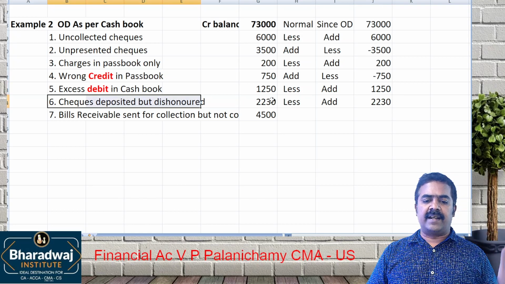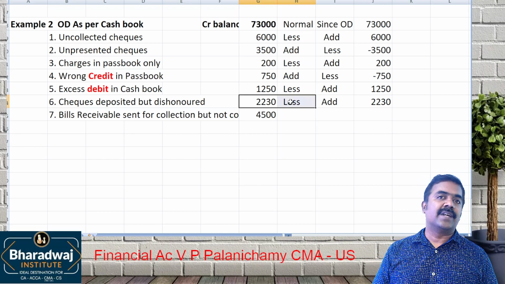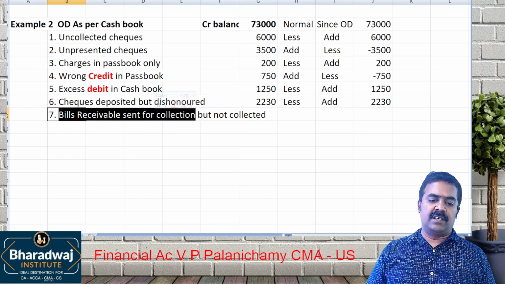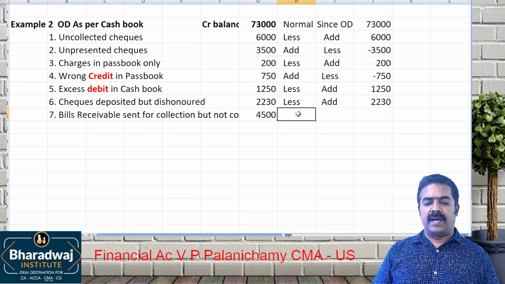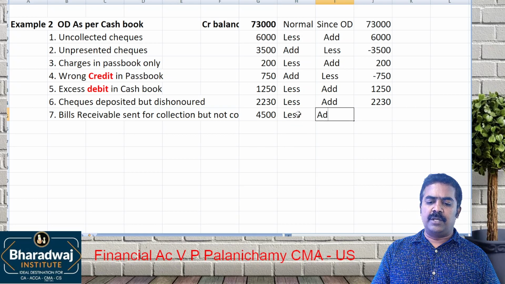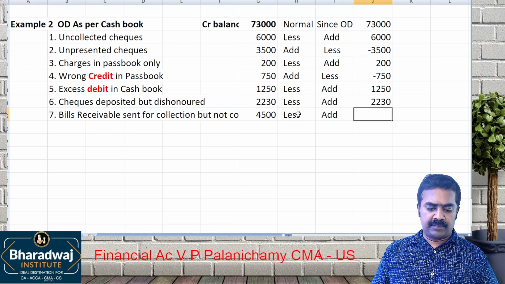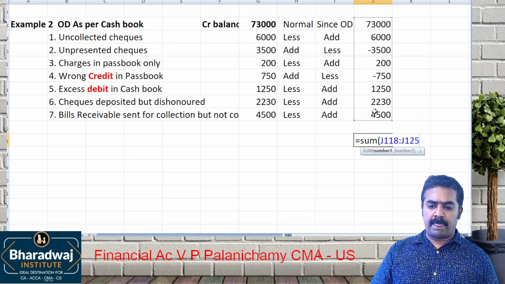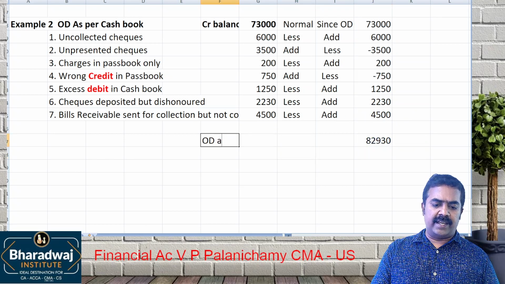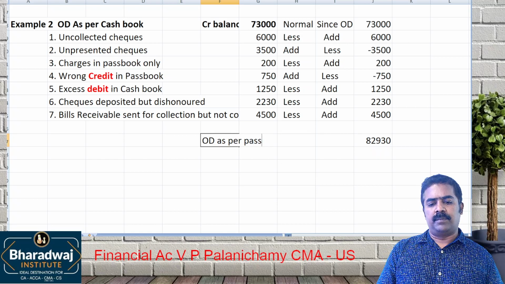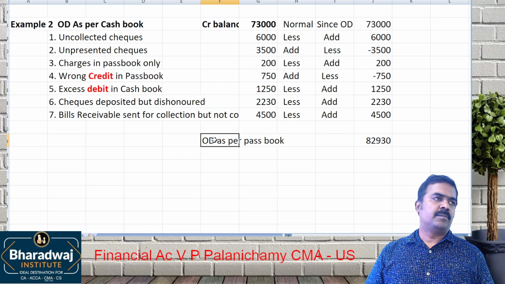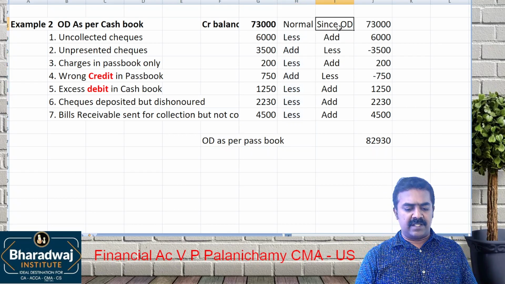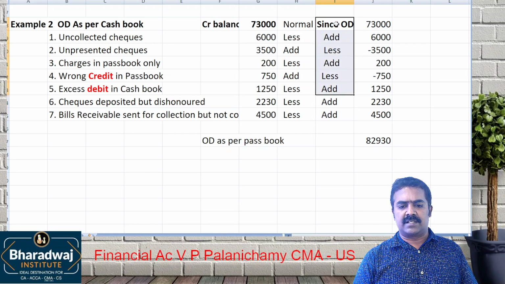Checks deposited, we have added, banker has not added, so less, but since OD is a starting point, change the sign. Bills receivable sent for collection, we would have added, but the banker has not collected, which means we should reduce it. Since OD is a starting point, do the reverse, 4,500. This will give us OD as per passbook. Simple. Do the normal adjustments, think in the normal way. If OD is given, just change the sign.